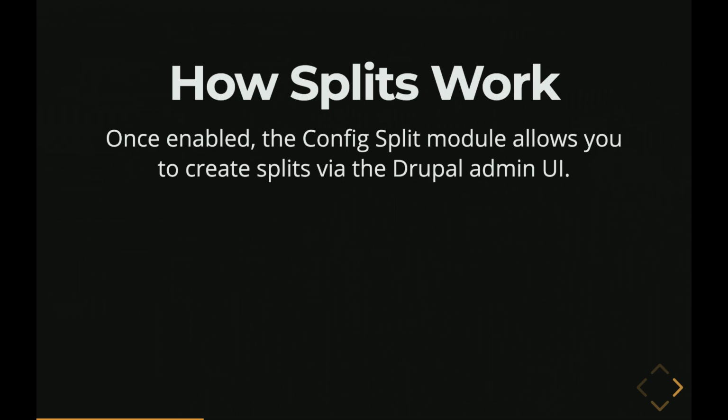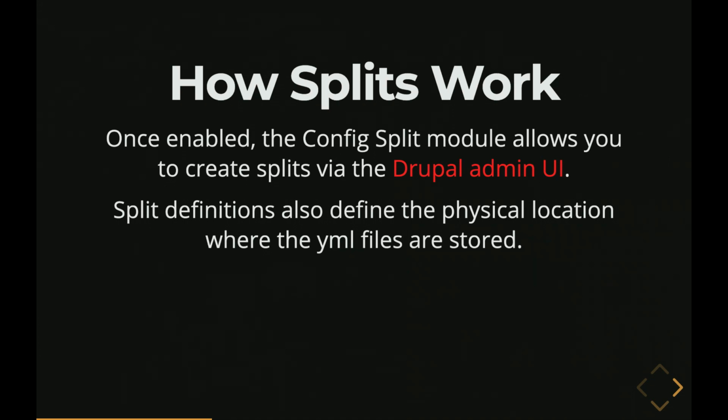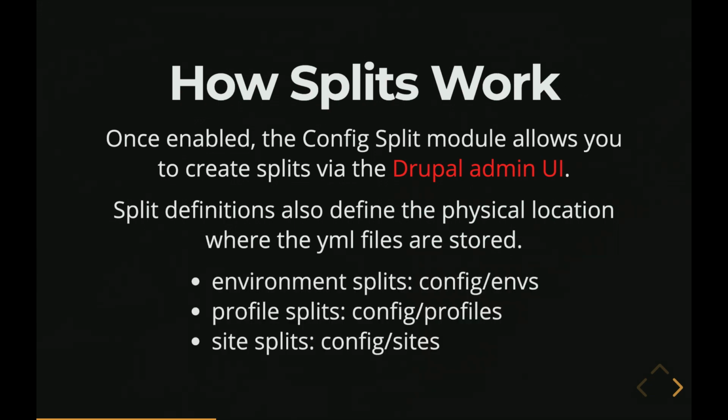How the splits work: once you enable the config split module, it's going to turn a few things on in your settings so that things happen when you're doing drush commands. But all of your splits are going to be created within the Drupal UI, and we'll see that. When you start creating the split definitions, it's important to identify the physical location of where they're going to be located. We'll go through that, and how the config split module finds that directory structure. The help documentation leaves a little bit of that out, so it created some problems for some folks.